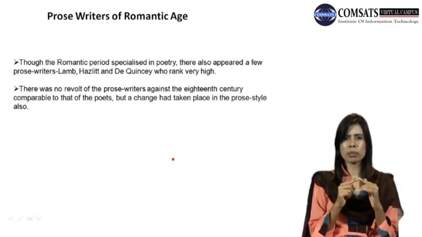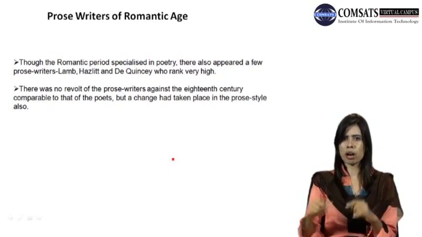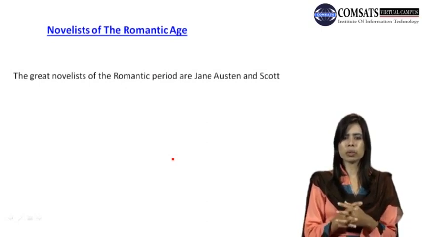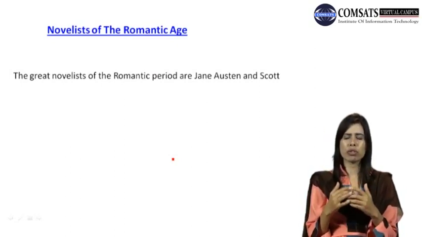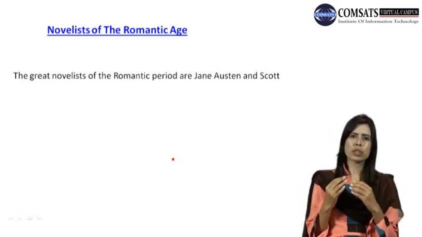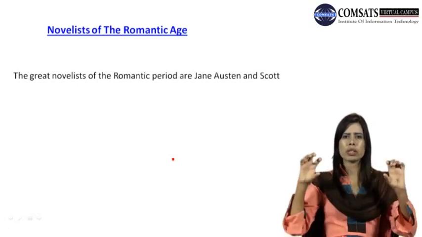The prose writers of the Romantic Age were Lamb, Hazlitt and De Quincey, and they are ranked very high in the Romantic Age as far as their prose writings are concerned. Novelists of the Romantic Age, the greatest novelists of this period, are Jane Austen and Scott. They produced very good books in the Romantic Age.